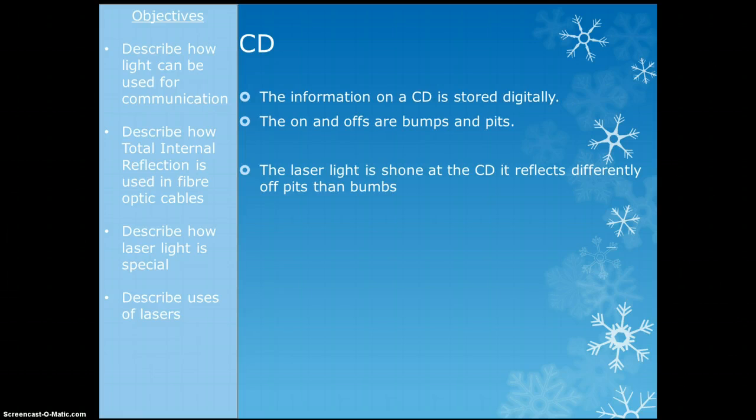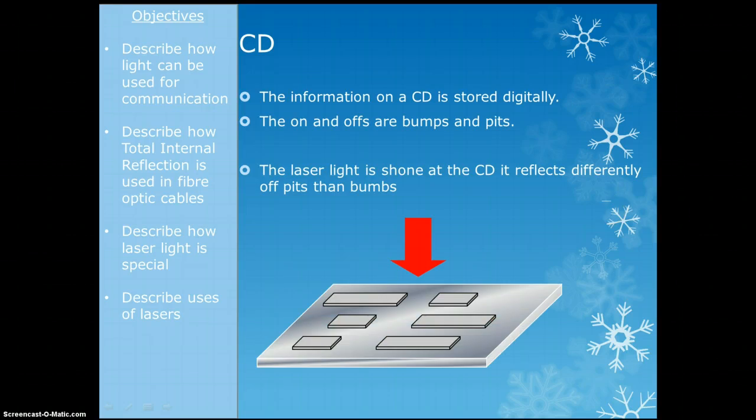Then the laser light is shone on the CD and it reflects differently if it hits a pit or if it hits a bump. So like that. So there's my flat bits and my lumpy bits. And because then if it gets reflected back to the right place, it's on. If it doesn't, it's off. And that's how we get the information off the discs.